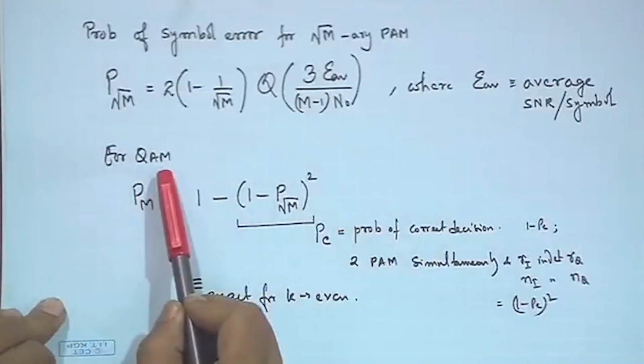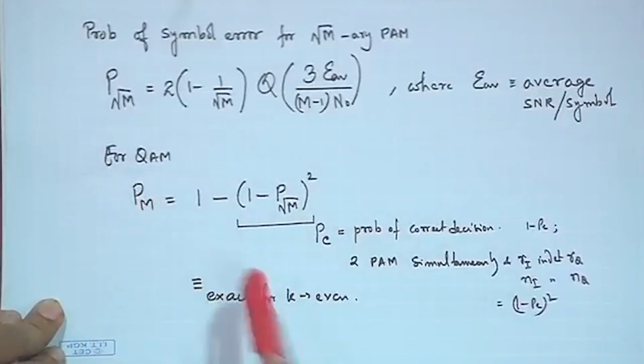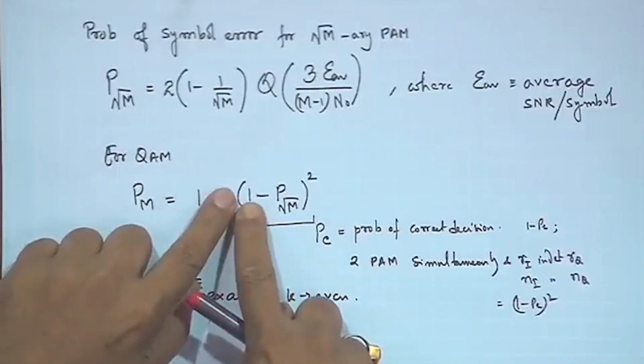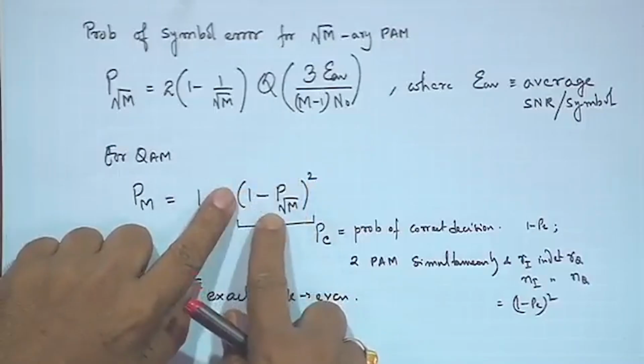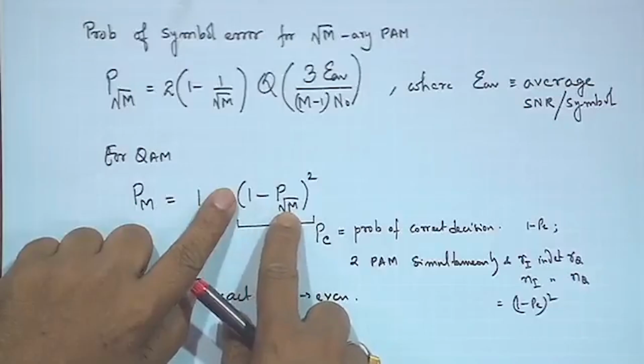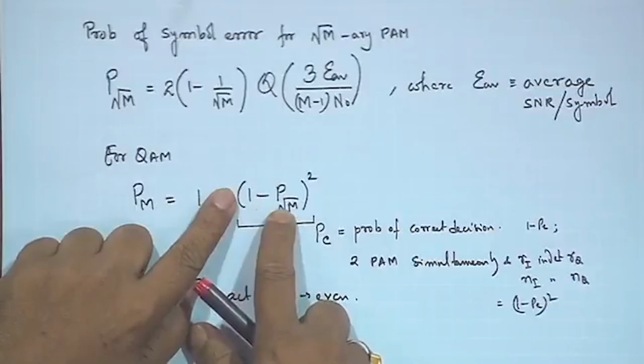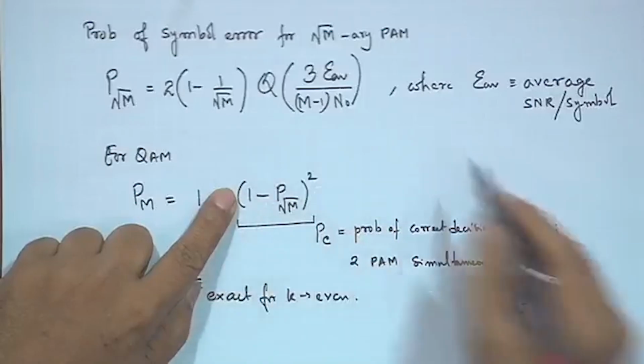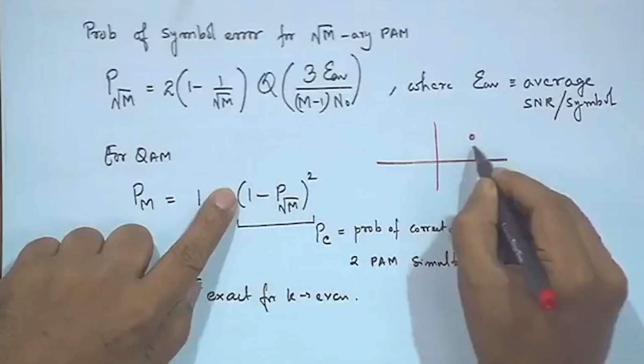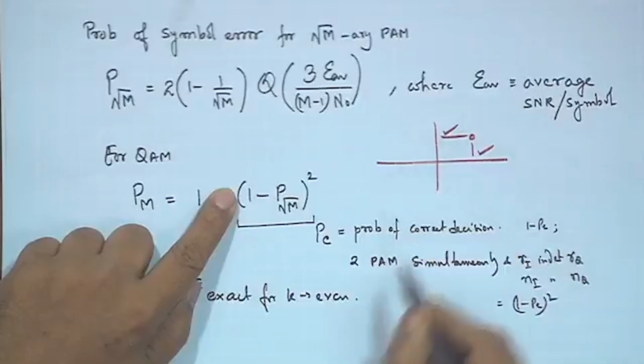For calculating the probability of error for QAM, we would have to calculate the probability of the symbols being correct in both directions. If P root M is the probability of error, 1 minus P root M is the probability of it being correct. Both the symbols have to be correct, so it has to be correct here, and it has to be correct here.